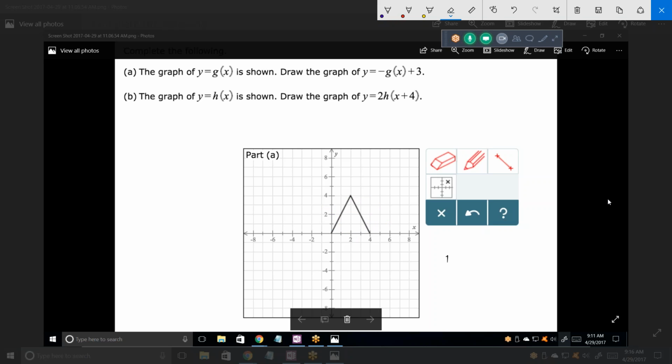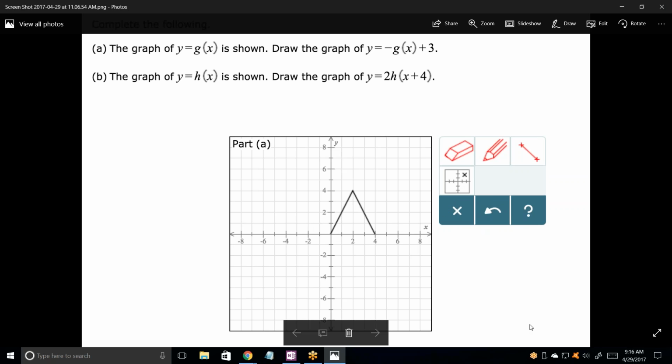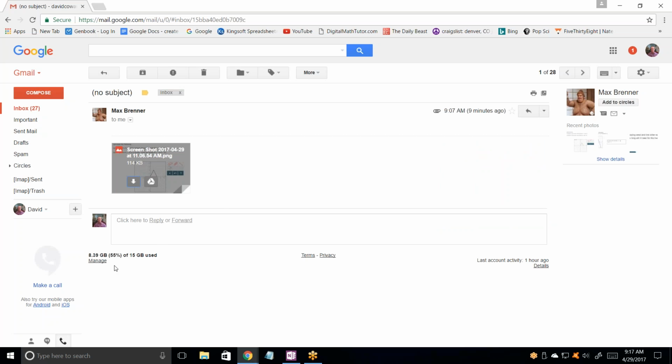Now, let's do the second one. Whoops, must be another page I gotta scroll down here. Can't scroll. The graph of h of x is shown. Are they referring to this? No, it's further down. Give me 1 sec. I can't figure out what, is it the endpoints? Oh, I got it now. Sorry.